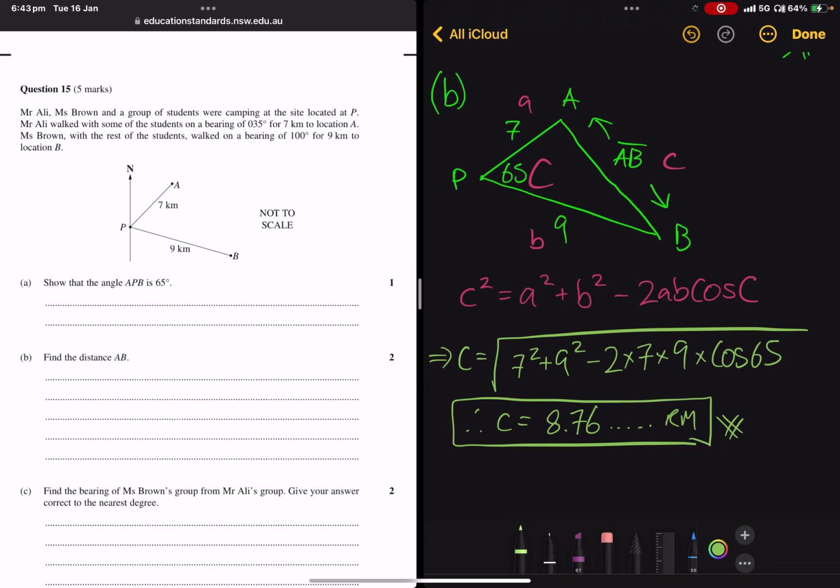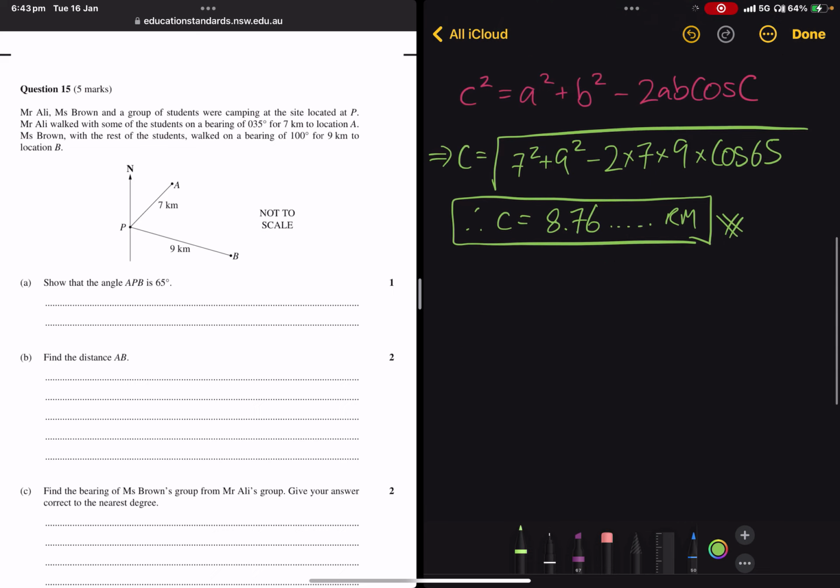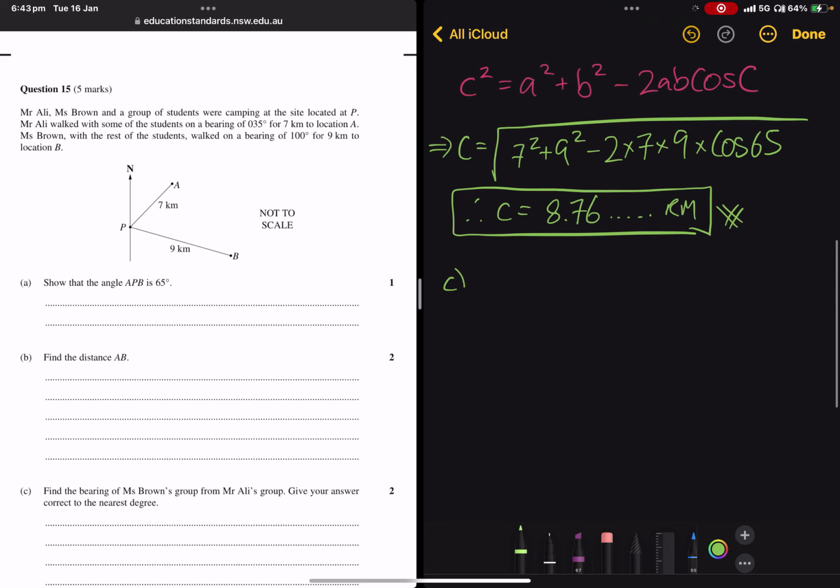So in the marker notes they say provide a correct solution. For 1 mark they say attempt to use cosine rule to find the distance. So this means so long as you have 8.76 or something similar, that's going to get you the mark here. And we'll go through the more specific marking towards the end.